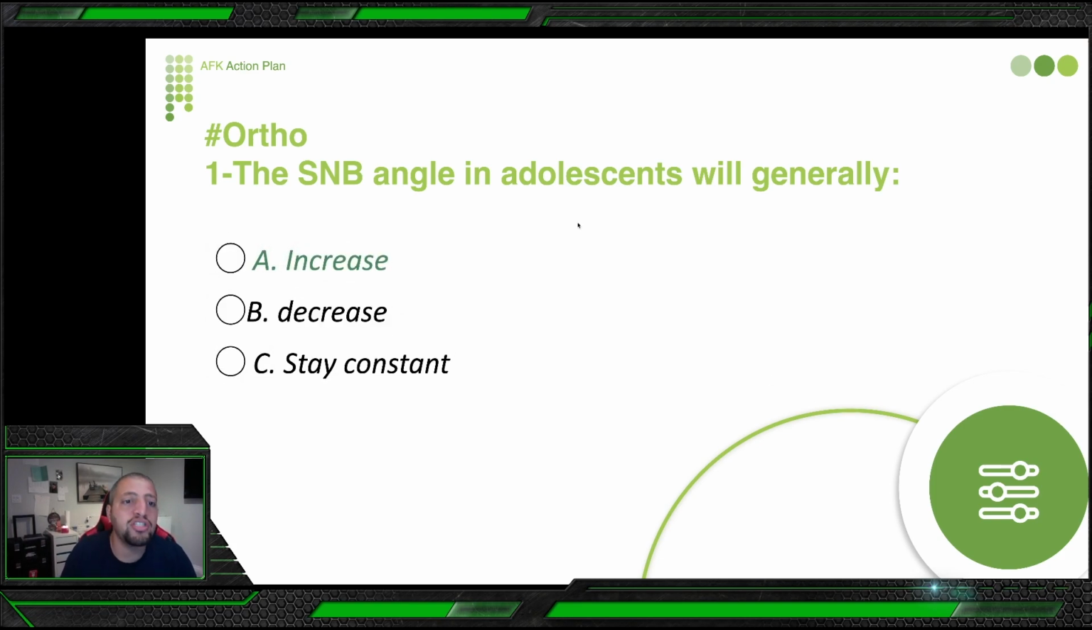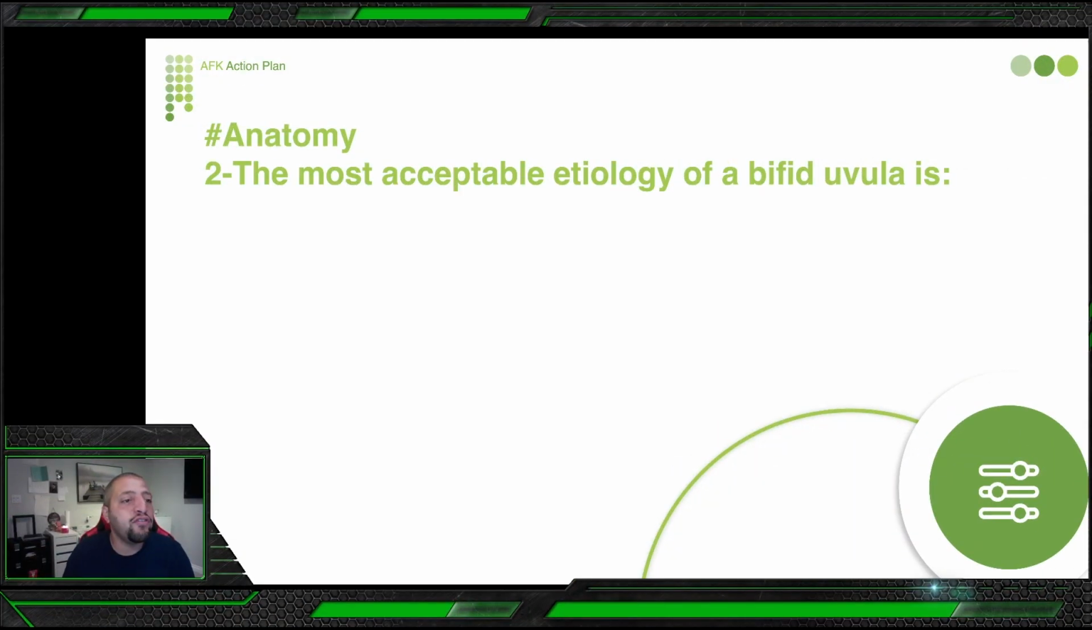So for this question, SNB will increase. And for this question, if we speak about SNA in adolescence, it stays the same. If we speak about SNA in early mixed dentition, it will increase. SNB in early mixed dentition, it will increase. Both will never decrease.